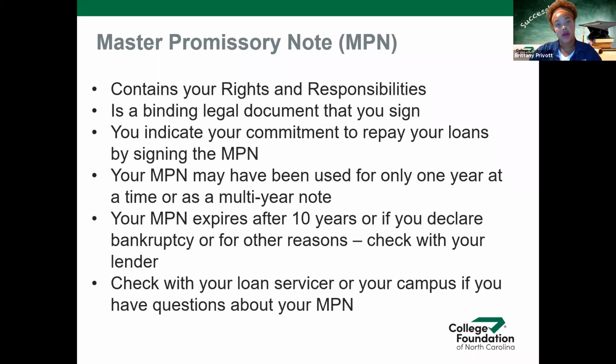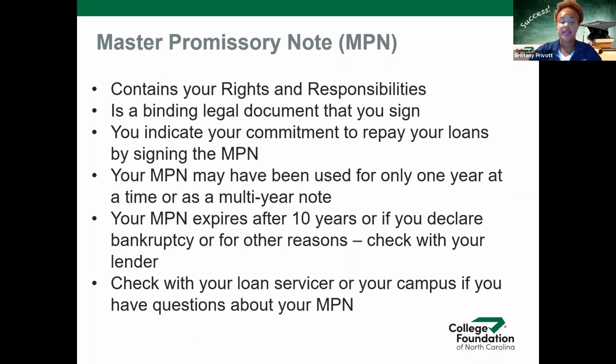As we said before, federal loans do require a master promissory note, which is a note that contains your rights and responsibilities. It is a legally binding document that you sign and promise to pay back the money that you've borrowed. You indicate your commitment to repay these loans by signing the master promissory note. Your master promissory note may be used for only 1 year at a time or as a multi-year note. It really depends on the loan.